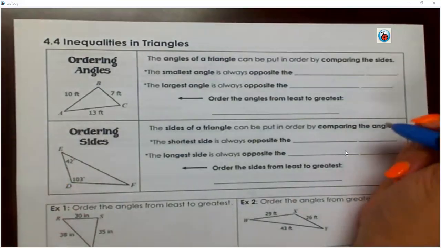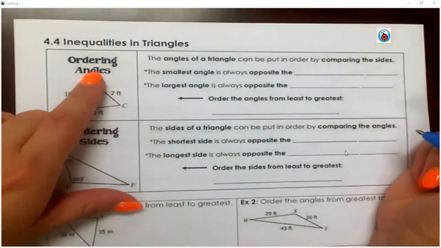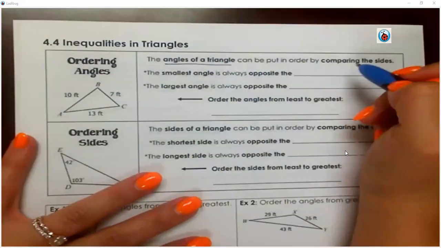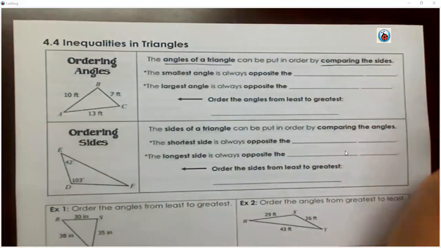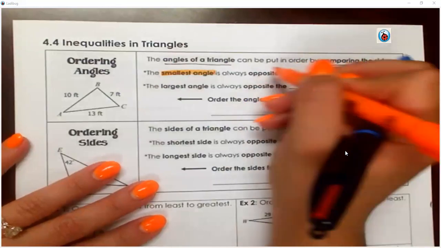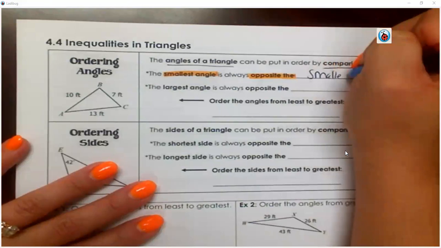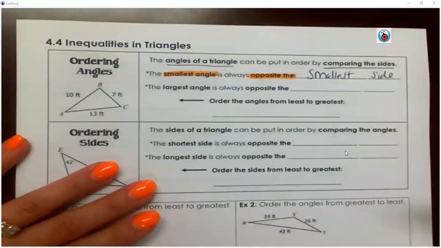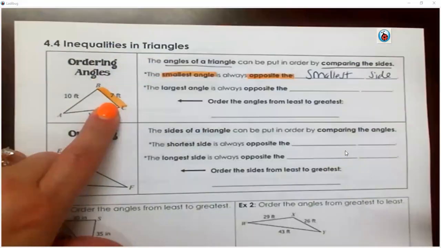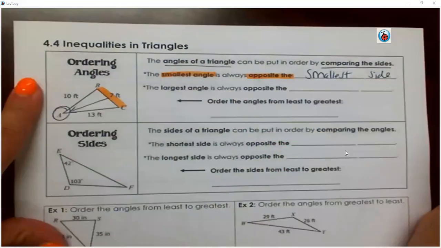All right, 4.4 inequalities and triangles. First thing we're going to start off by ordering angles. The angles of a triangle can be put in order by comparing the sides. If we look here, the smallest angle is always going to be the opposite of the smallest side. So in this case, if this side right here is the smallest, then the opposite of that is going to be angle A.